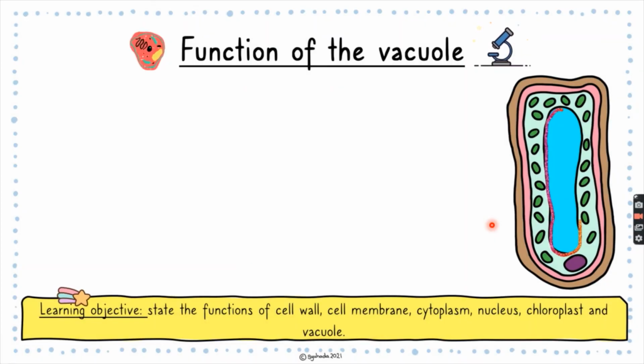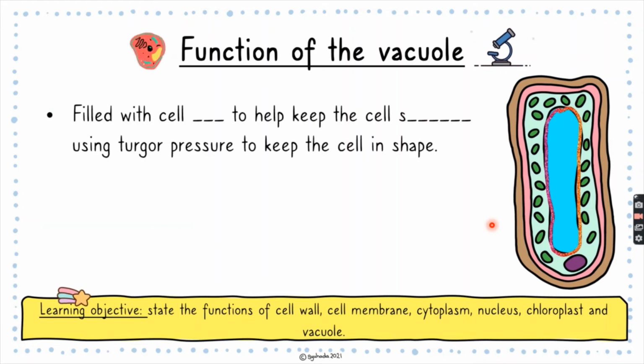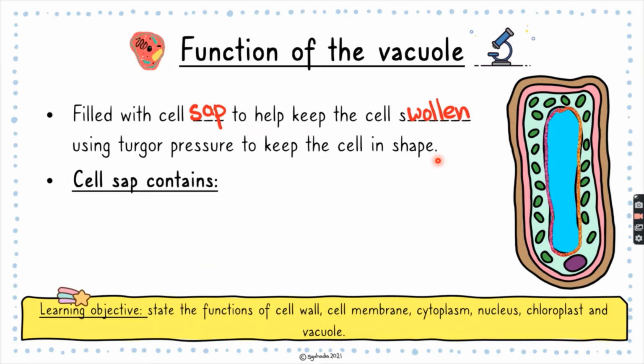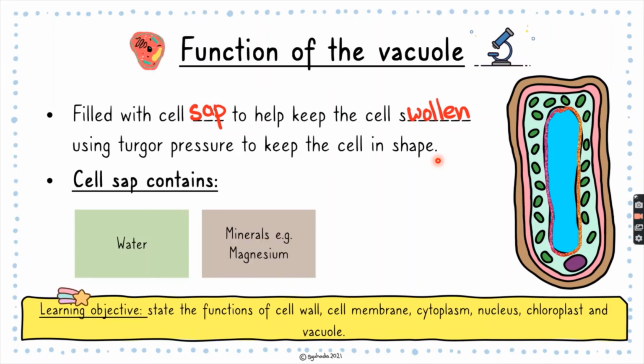All right, next we have this middle part right here called the vacuole. So the vacuole is filled with cell sap to help keep the cell swollen, using this thing called turgor pressure, and it helps to keep the plant cells in shape. The cell sap also contains, and therefore they store, water, minerals, for example magnesium, and dissolved nutrients, for example sugar. So this is another function, which is that they store water and minerals.